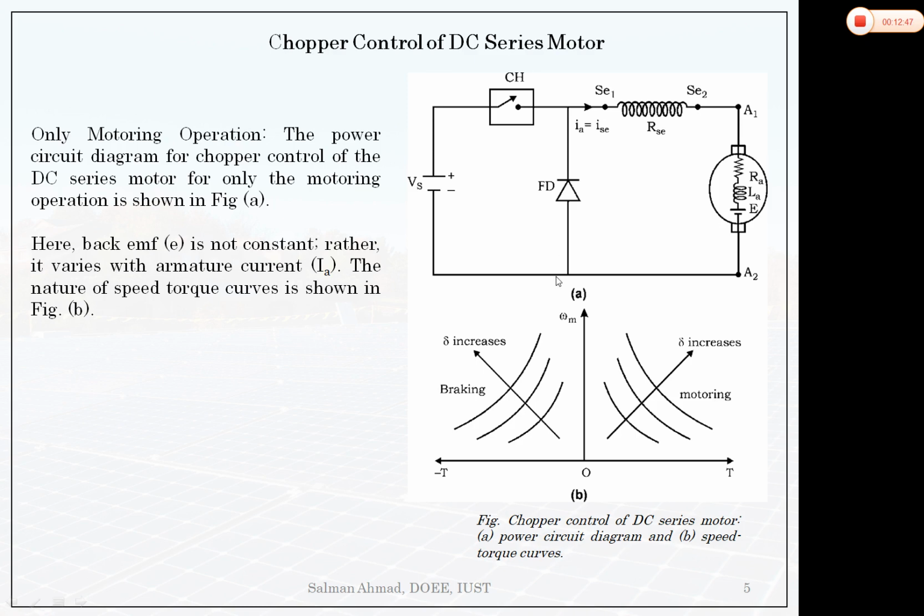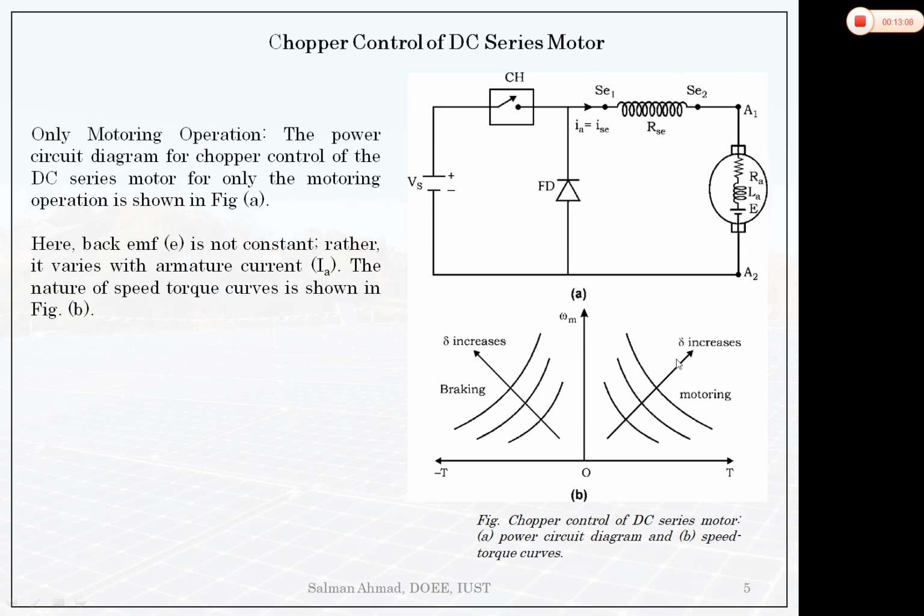And the speed torque characteristics, if you draw them, you will find something like this. If you increase the delta value, that is the duty cycle, most of the time the supply will be connected to the winding, so they will get energized. So the speed torque characteristics are shifted upward.